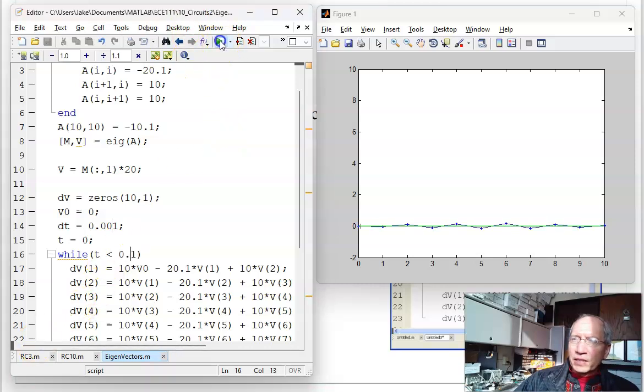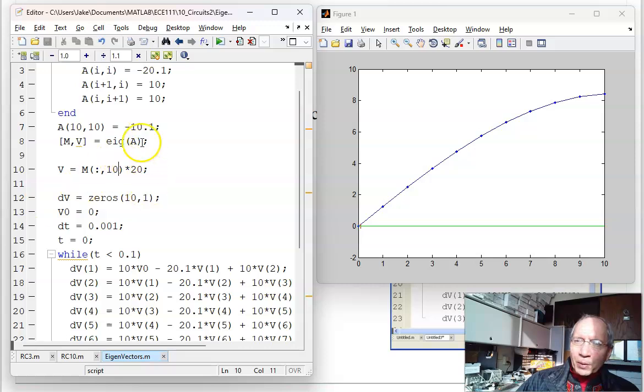Let's try that again. Here's your fast mode. There's also a slow mode. That is the 10th eigenvector. So let's go over here. The 10th eigenvector decays as e to the minus 0.3t. So there's my shape. That's the eigenvector. The amplitude is decaying really, really slow. E to the minus 0.3t.